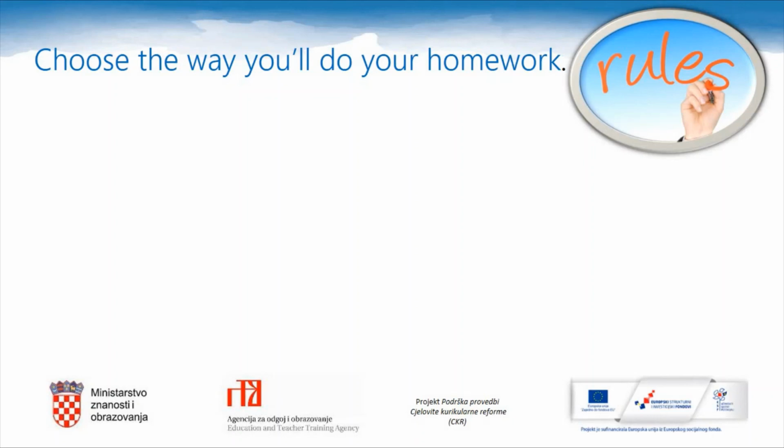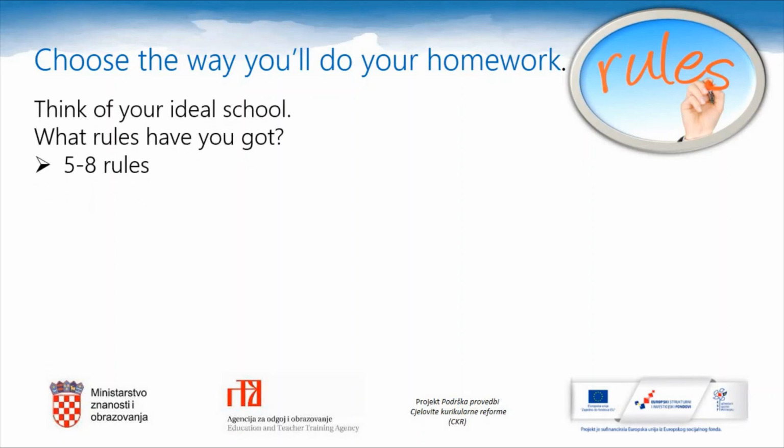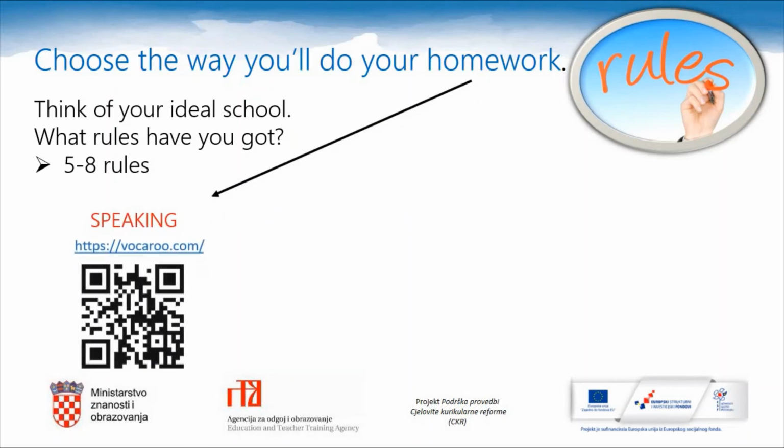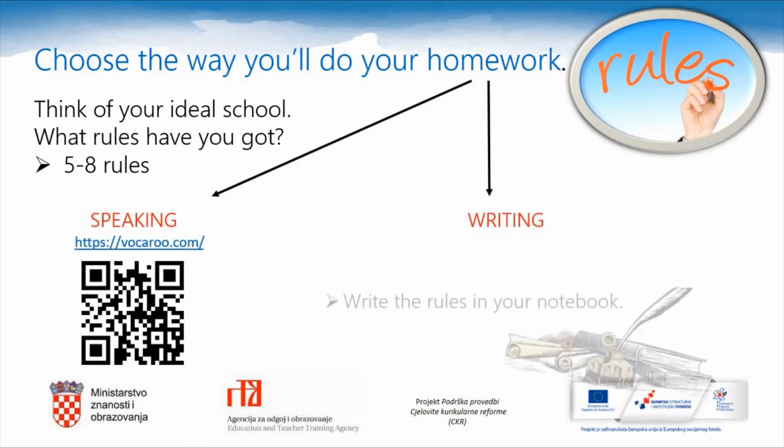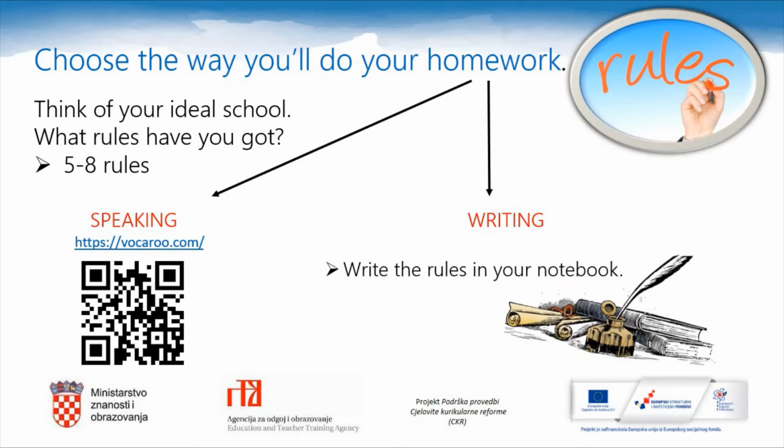We've come to the part where you actually choose the way you will do your homework. Think of your ideal school. What rules have you got? You can present those rules by speaking or by writing. You should have 5 to 8 rules, and if you're going to present them by speaking, use vocabulary, and if you're going to present them by writing, write the rules in your notebook.